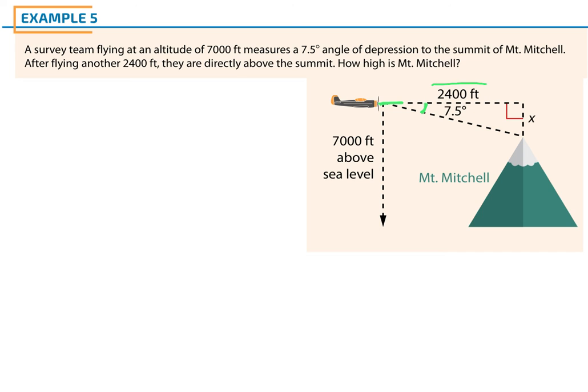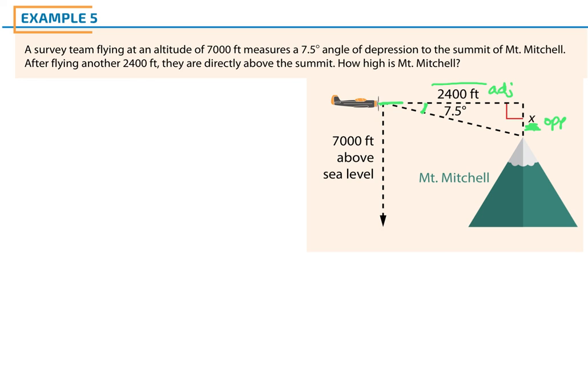The 2,400 is the horizontal distance over. We are looking for how far above the peak they are. So I'm going to look at just these two sides. Based on this 7.5, which side is this? Opposite, adjacent, or hypotenuse? What is x? It's opposite. What about the 2,400? Opposite, adjacent, or hypotenuse? This is adjacent.